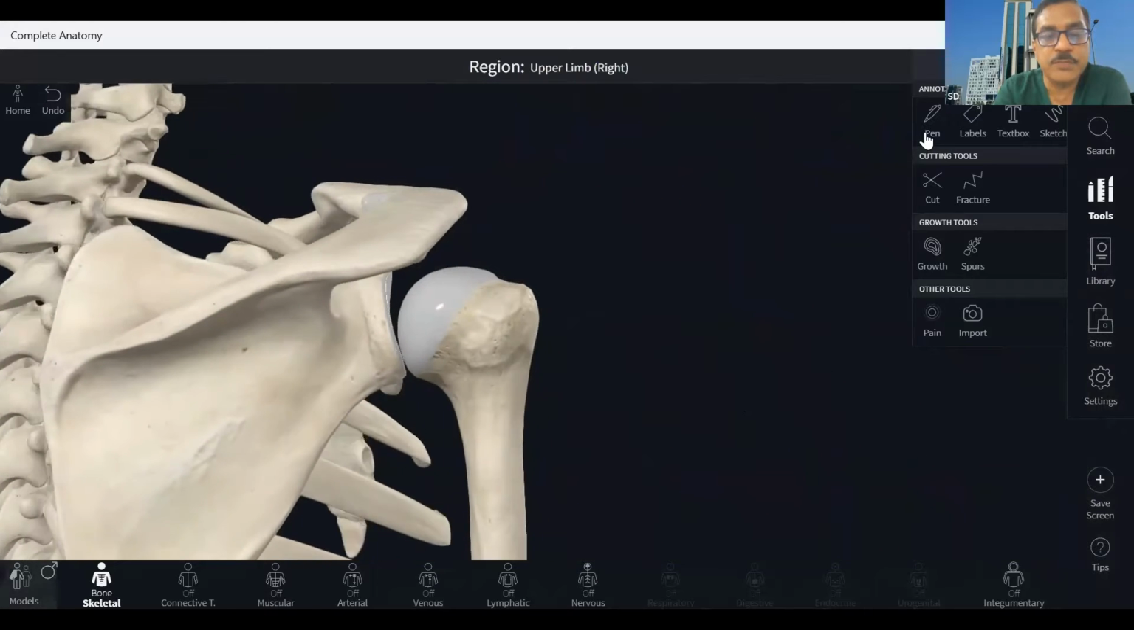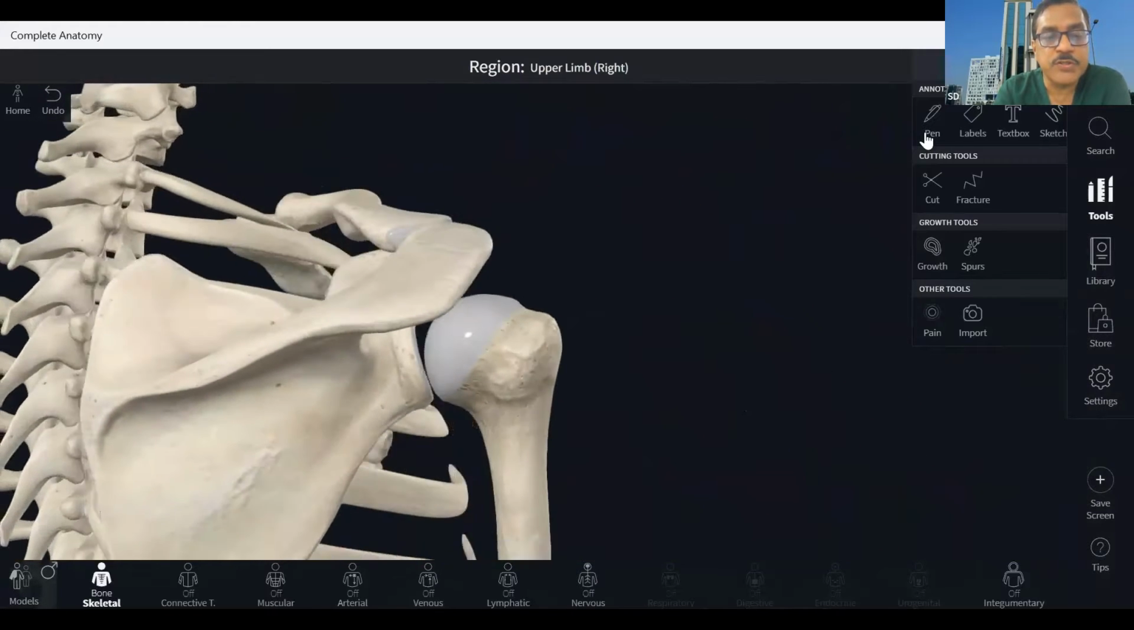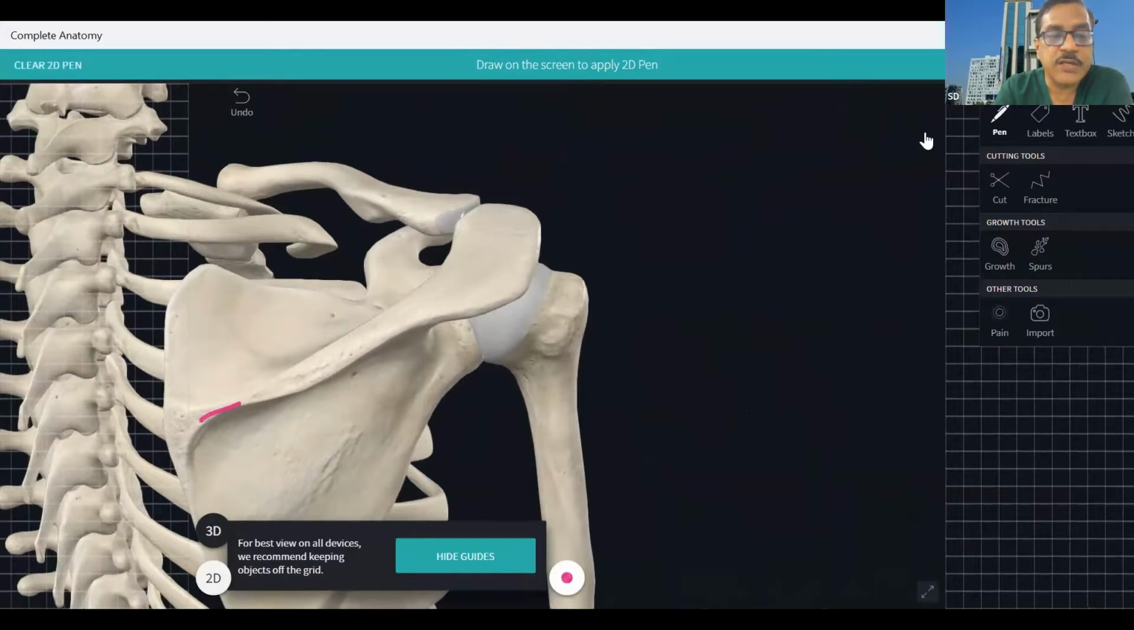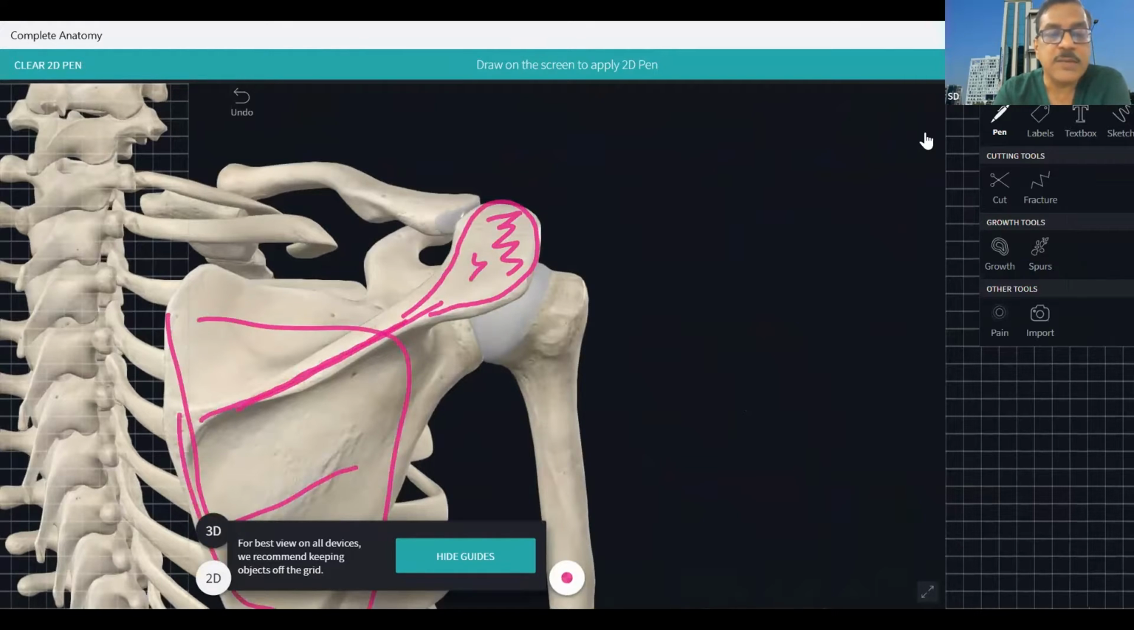If you are looking posteriorly, a very important structure is the spine of the scapula. This spine of the scapula is continuous with the acromion. So this is your acromion process, and this is the spine of the scapula. Looking at the posterior aspect of the scapula, the spine divides it into the supraspinatus fossa and the infraspinatus fossa.